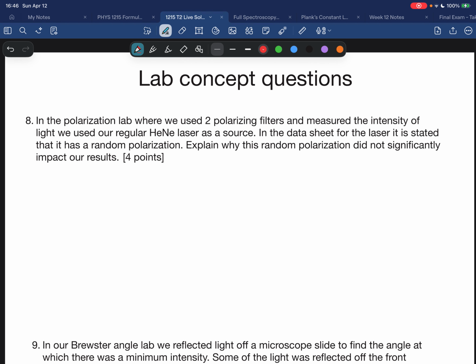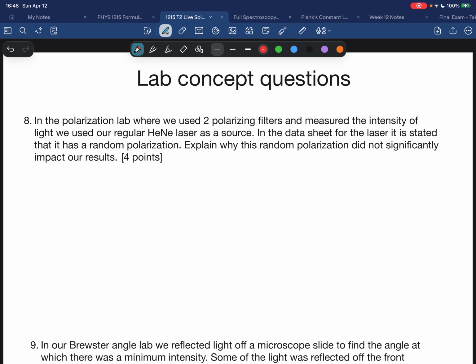Number 8. In the polarization lab, where we used 2 polarizing filters and measured the intensity of light, we used our regular helium neon laser as a source. In the datasheet for the laser, it is stated that it has a random polarization. Explain why this random polarization did not significantly impact our results. It did not, and it has a random polarization.